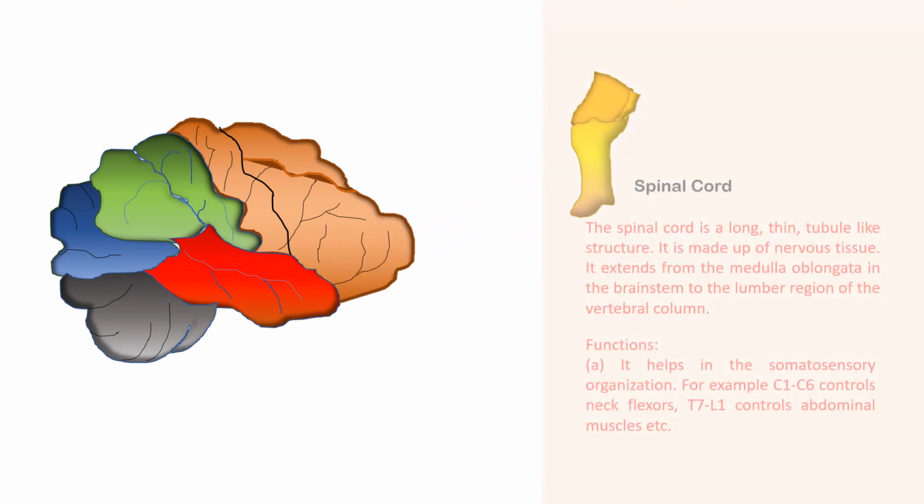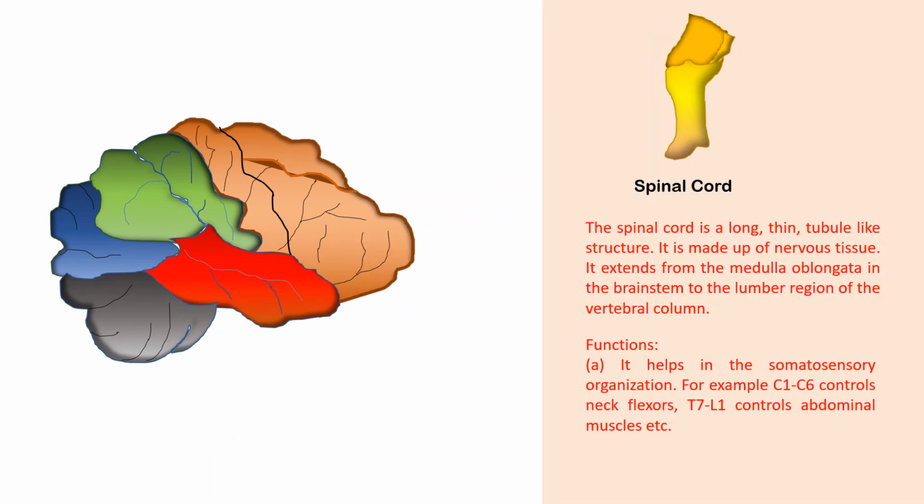Next, we are going to discuss the spinal cord. It is a long, thin, tubule-like structure made up of nervous tissue. We all know that. It extends from the medulla oblongata in the brainstem to the lumbar region of the vertebral column, that means up to the last part of the vertebral column.